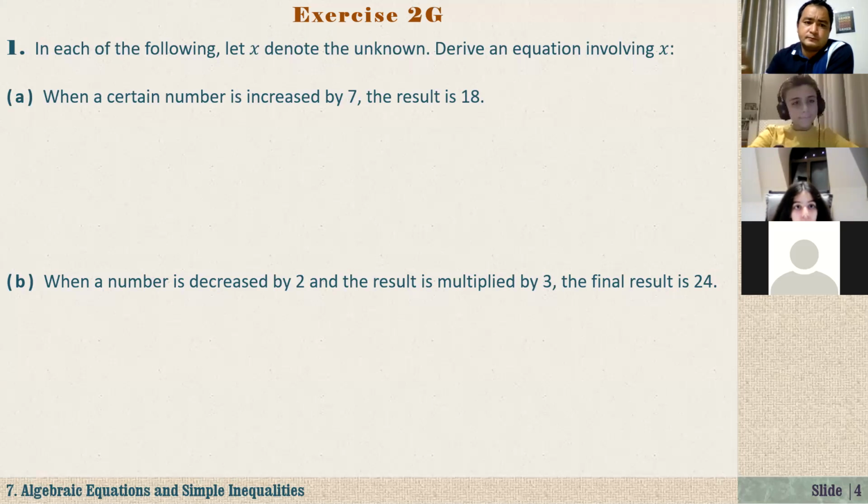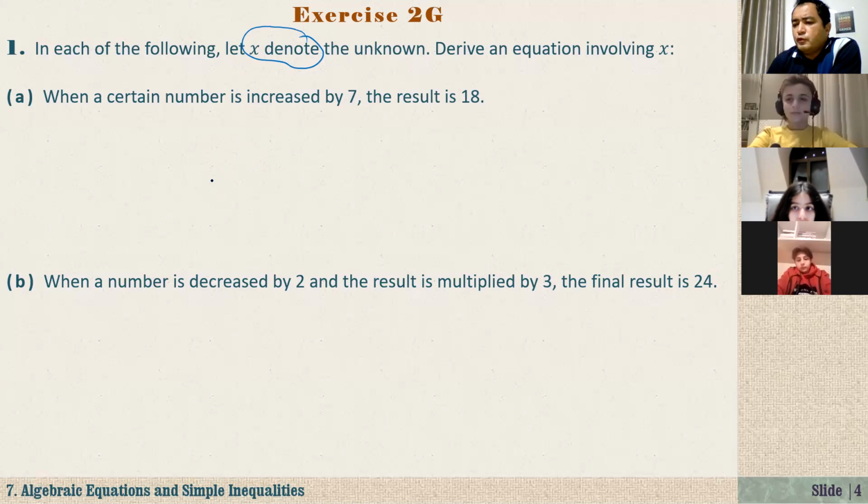When a certain number is increased by 7, the result is 18. So we use x to denote the unknown. Okay, x by 7 equals 18. What do you mean by x by 7? Like multiply. No, it says increased, right? Increased. Oh, then 18 minus 7. x plus 7.